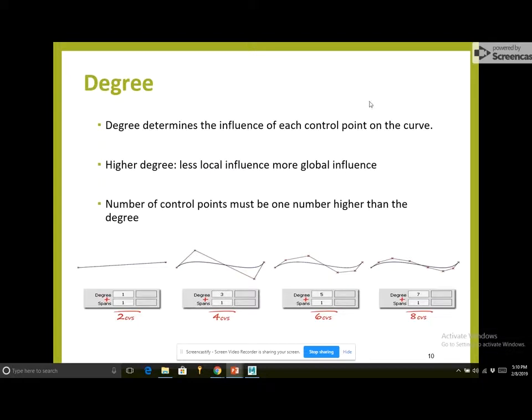So now about the degree. The degree determines the influence of each control point on the curve. Here in this image, we can see curves and their degrees and control points. This is a linear curve with degree 1 and it has 2 control points, 1 and 2. This is a curve with degree 3 and it has 4 control points, 1, 2, 3, 4. As I said before, the number of control points must be one number higher than the degree. So if we have degree 3, we should have 4 control points.